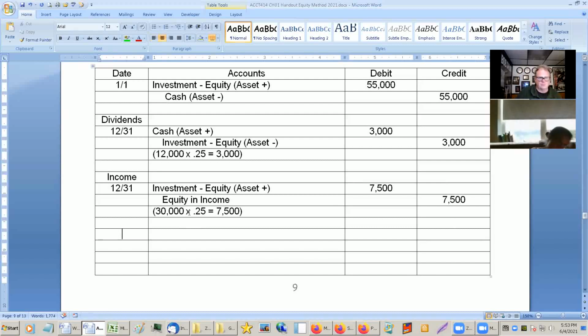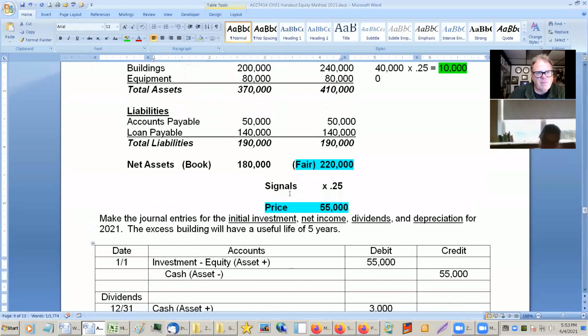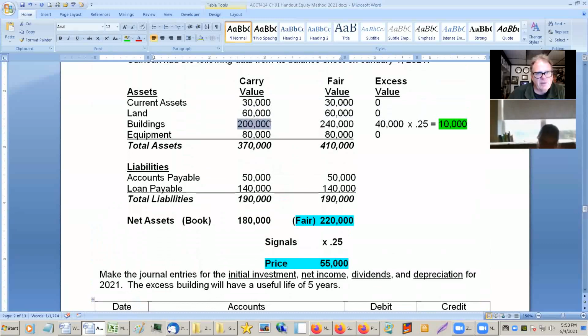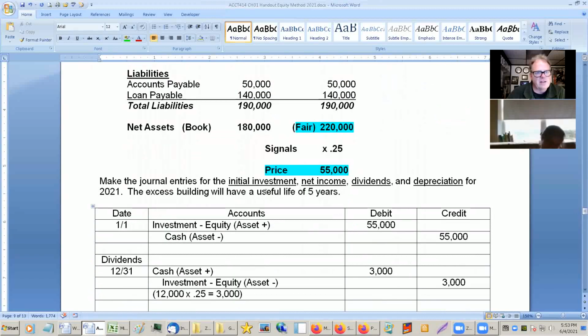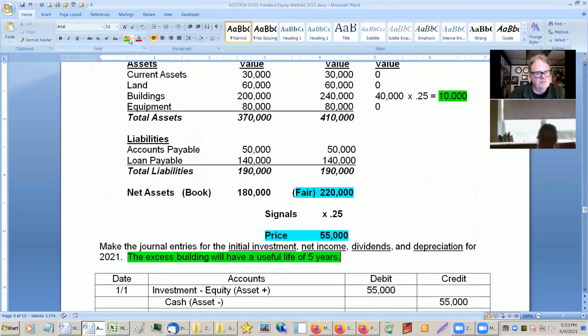Okay, now, here's the thing though. There's a couple ways that we could tackle this, but basically, this 30,000 of income is really based on the buildings being valued at 200,000. When we bought in, the fair value of those buildings is 240,000, so $40,000 more. So we have to depreciate our portion of that to make up for it. Okay, so they tell us that the excess building will have a useful life of 5 years.